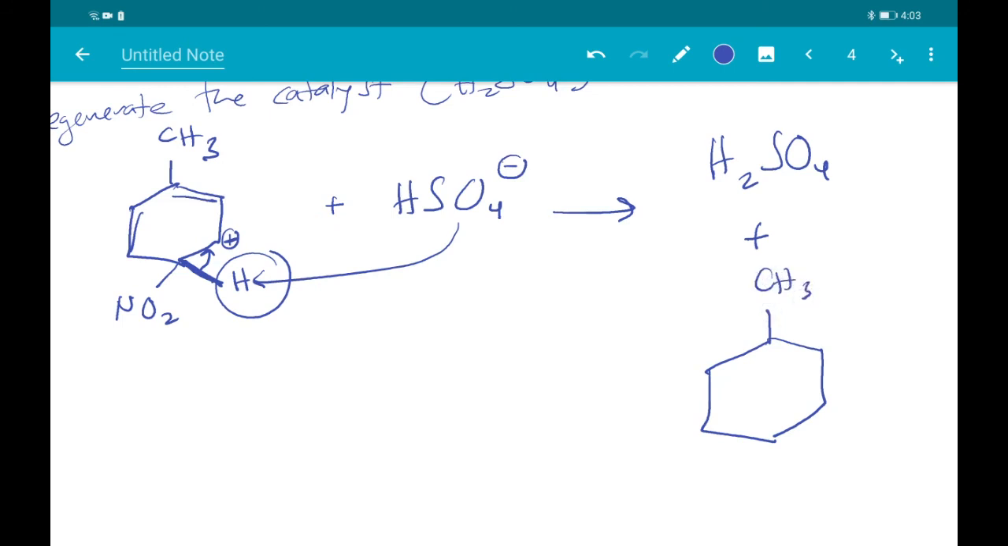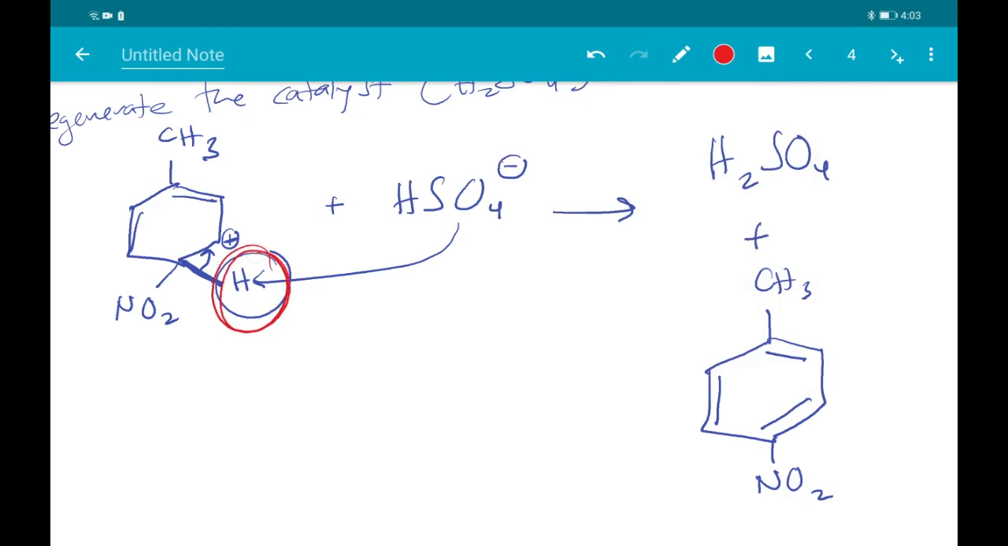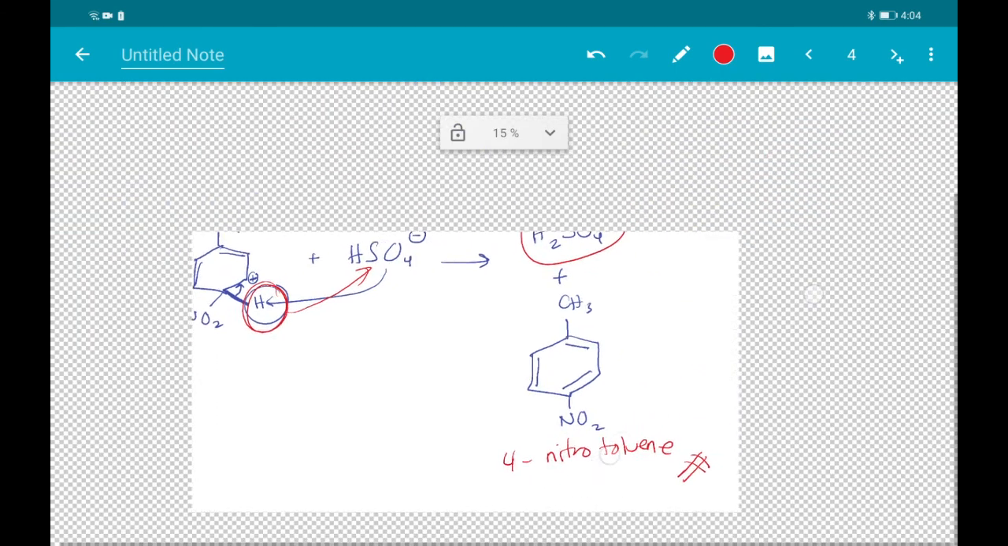plus our main product, which is the benzene ring with the CH3, and then the double bonds existing between carbon number 1, number 2, number 3, number 4, and number 5, number 6, and of course we have NO2, which has been replacing the H. I would like to remind you again, highlight again, that the hydrogen has combined with the HSO4 negative to form our catalyst back, which is sulfuric acid, and then we get our derived product, which is the 4-nitrotoluene. So there you have it.